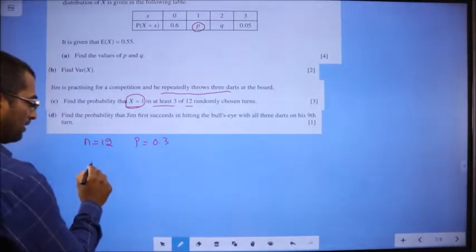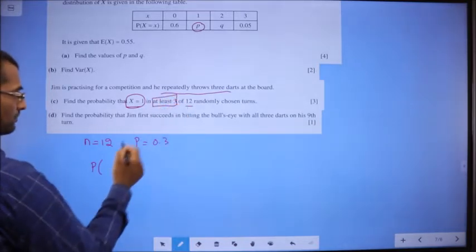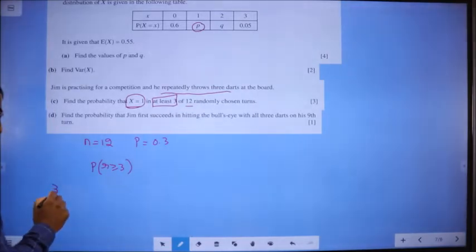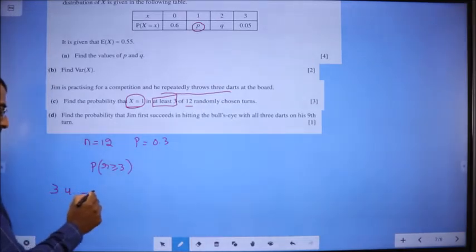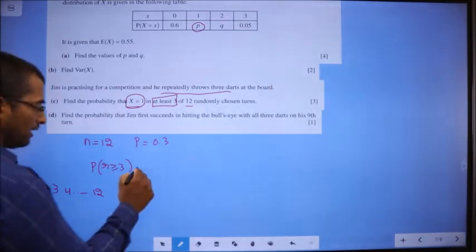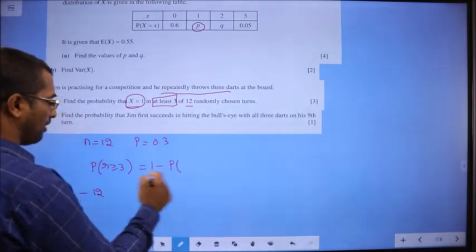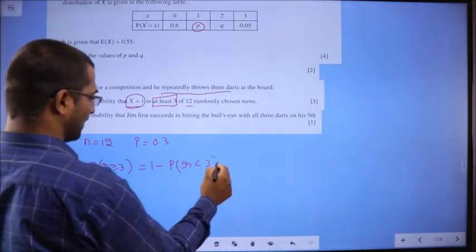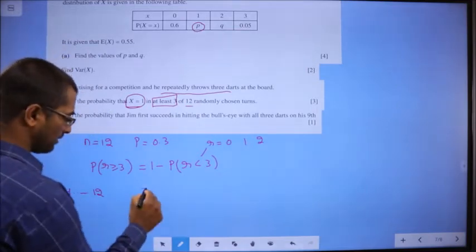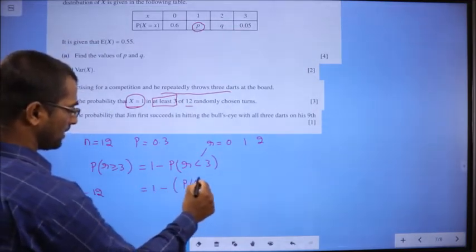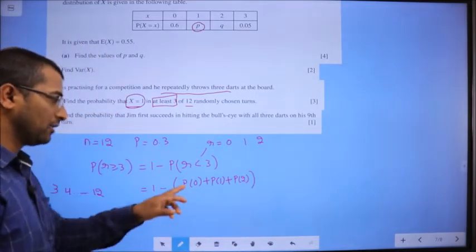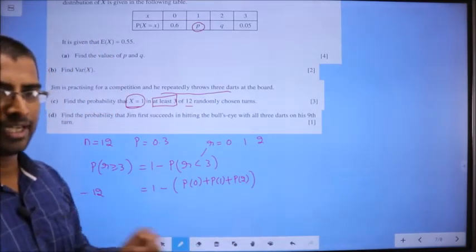Now, which probability do we need to find? The probability of this condition, which is r greater than or equal to 3. R greater than or equal to 3 means my values for R are 3, 4, and so on up to 12. I am getting many values for R. So to decrease the values of R, what we do is 1 minus P of the opposite of this condition, R less than 3. Now the values for R are only 0, 1 and 2. So that is P of 0 plus P of 1 plus P of 2. Write the binomial for each, add, and subtract from 1, that will give you the answer.